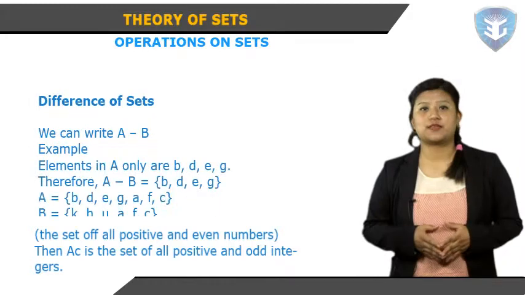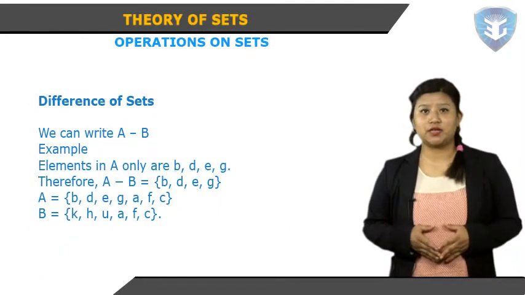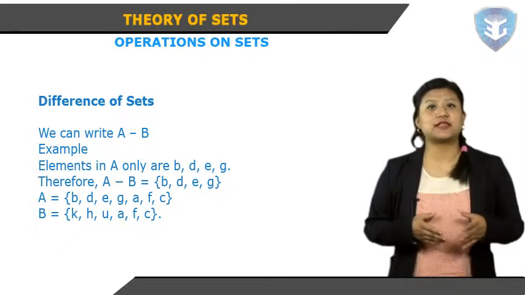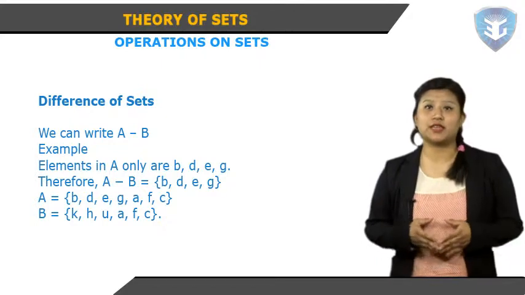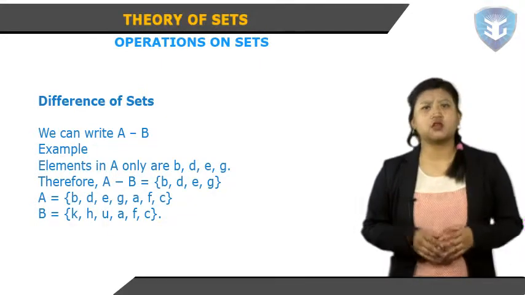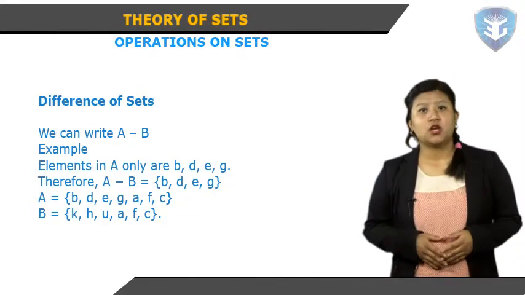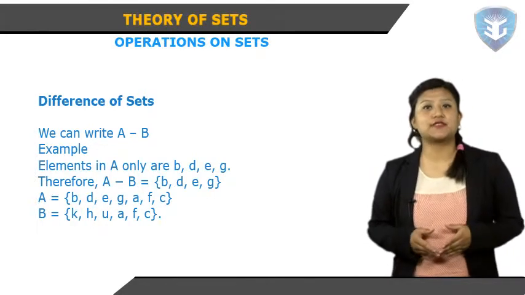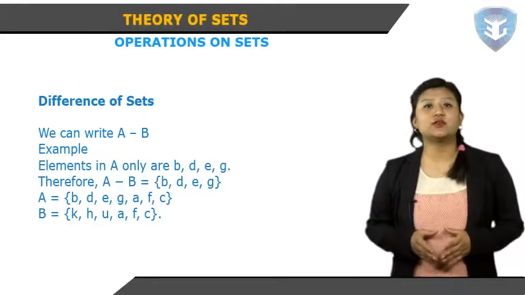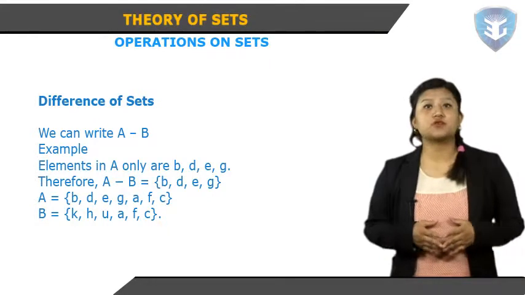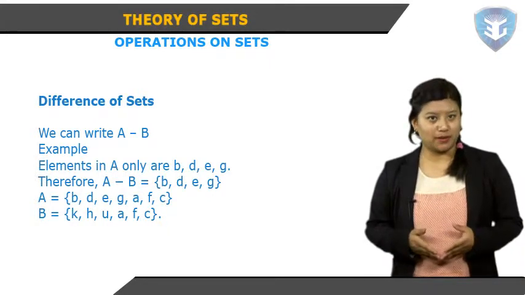The difference of sets. Given set A and set B, the set difference of set B from set A is the set of all elements in A but not in B. Look at the screen for an example. Notice that although elements A, F, C are in A, we did not include them in A difference B because we must not take anything in set B.